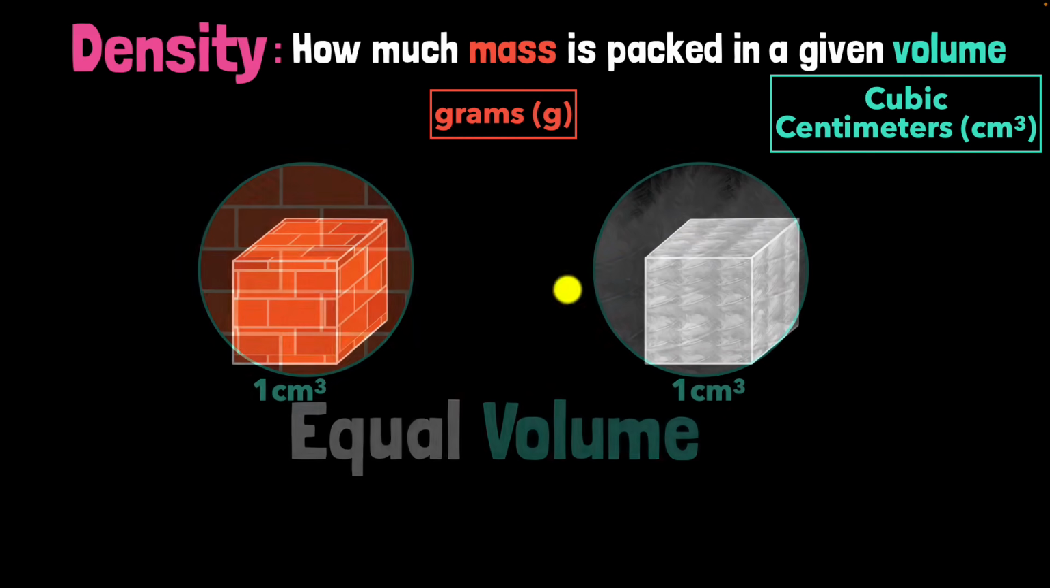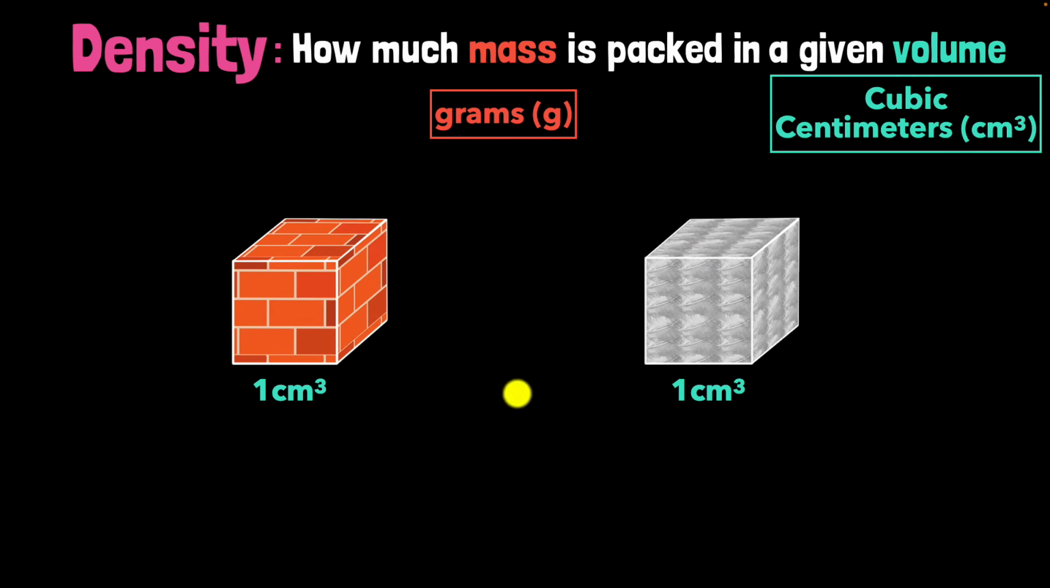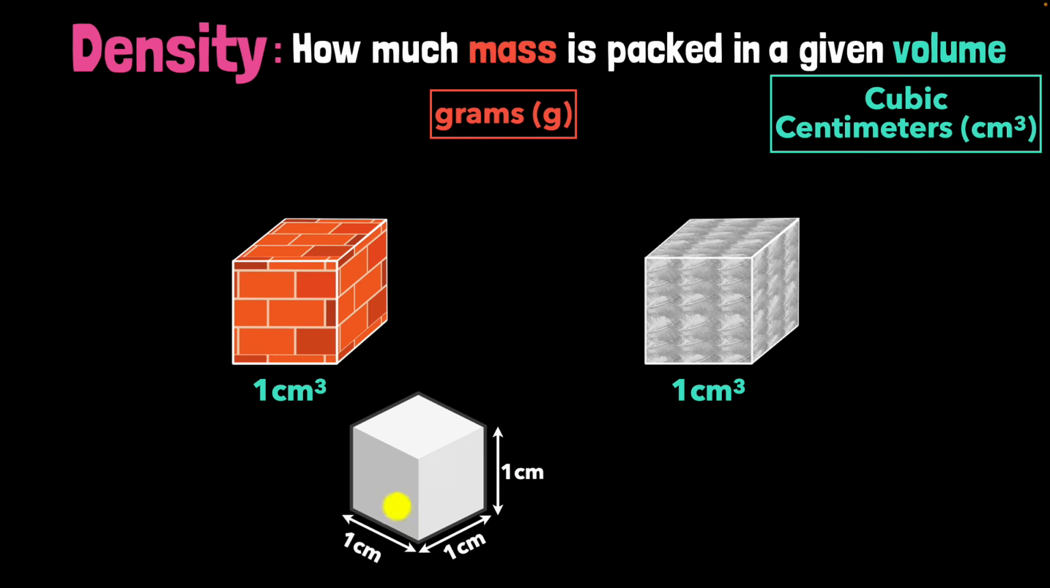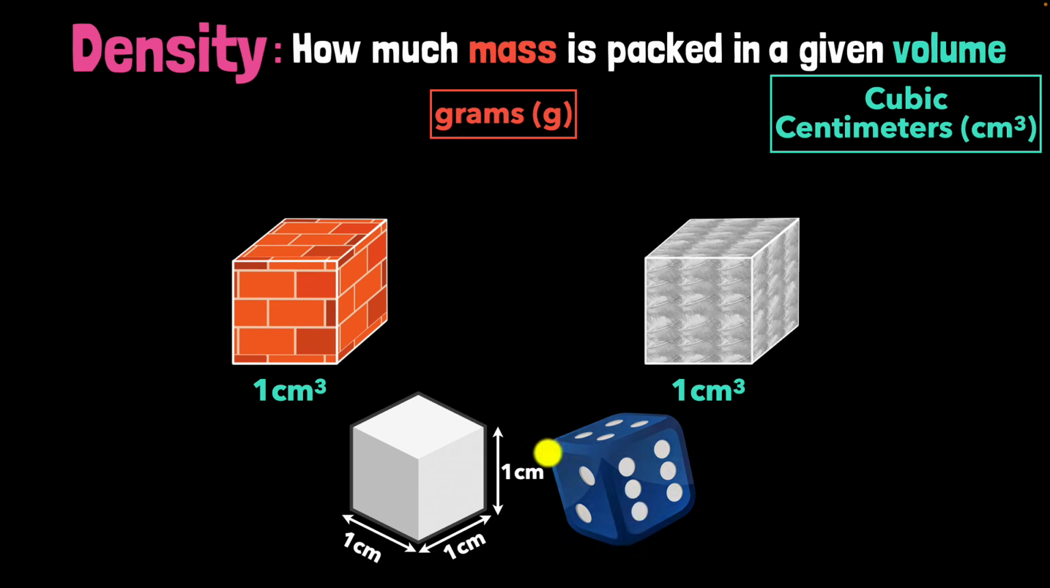So let's now consider exactly 1 centimeter cube of bricks and 1 centimeter cube of feathers. How big is a centimeter cube, you ask? Well, just consider a box, a cube of length and width and height, all 1 centimeter. That will have a volume of 1 centimeter cube. And this is a very small volume. It's the same size as a small die. So a centimeter cube is pretty small. It's actually the same as a milliliter.